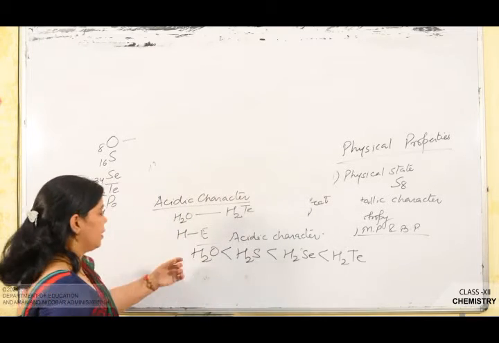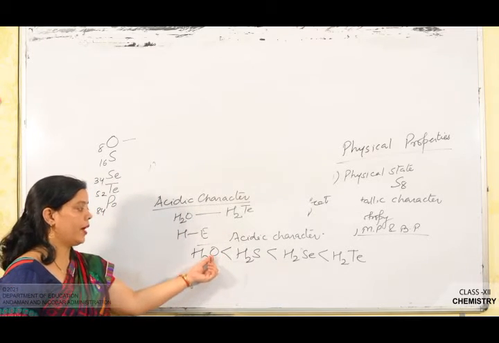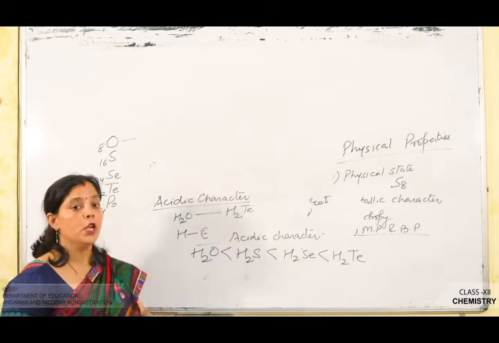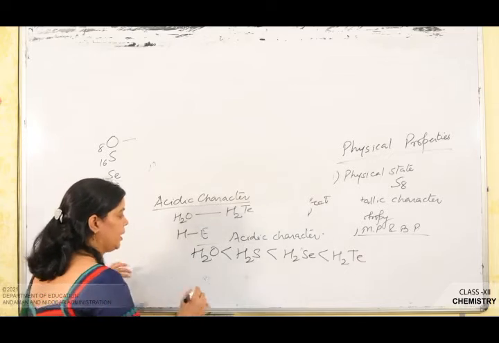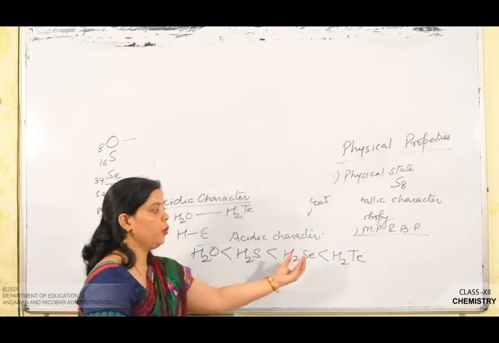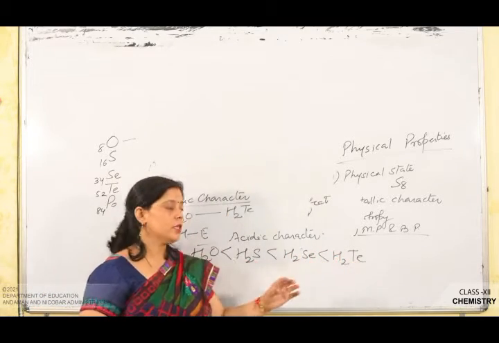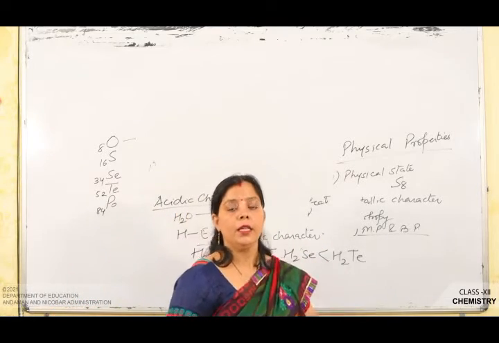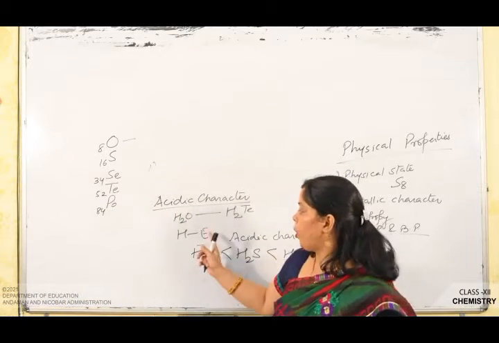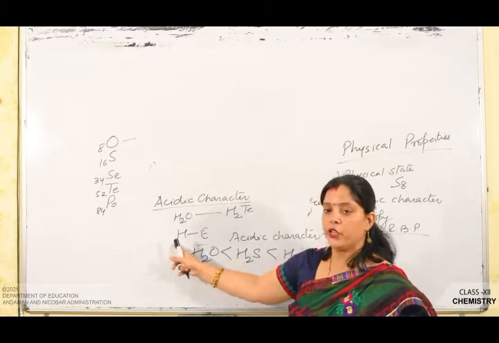Next is the thermal stability of the hydrides of the group 16 elements. The thermal stability of the hydrides of group 16 elements also decreases from H2O to H2Te, because the size of the elements increases down the group, and in this way there is a decrease in the bond dissociation energy of the H-E bond.